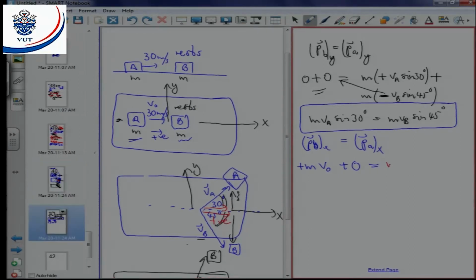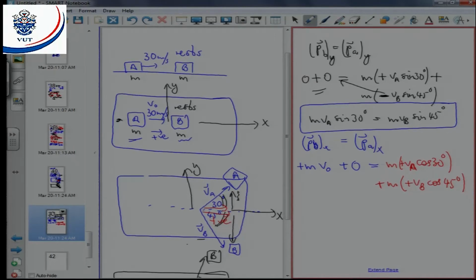Okay, so it's mass of B. Actually, let's start with A. Mass of A times the magnitude of the velocity for A, multiplied by, now it's going to be cos, so for A the angle is 30, cos 30, okay, and then plus the mass of B, it's also positive, so I should put a positive there, and then VB cos, the angle is 45, so 45 degrees.